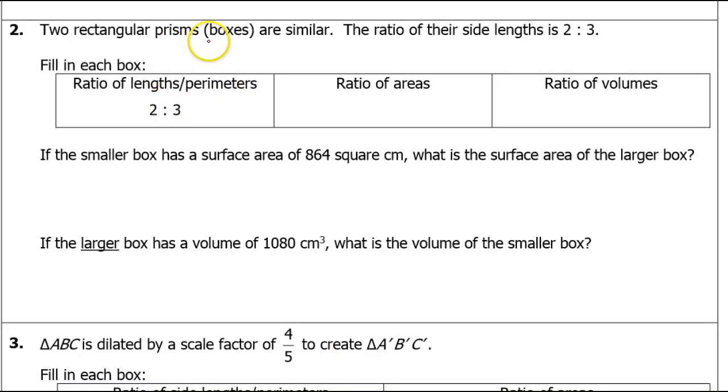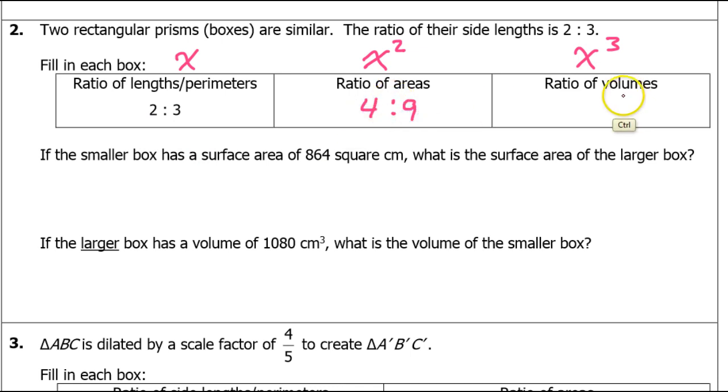Two rectangular prisms, boxes, are similar. The ratio of their side lengths is 2 to 3. So we have the lengths, or perimeters, with ratio 2 to 3. This is like x. For the ratio of areas, we'll have to do x squared, and for the ratio of volumes, we will have to do x to the third power. So if we square these, we're going to get 4 to 9.